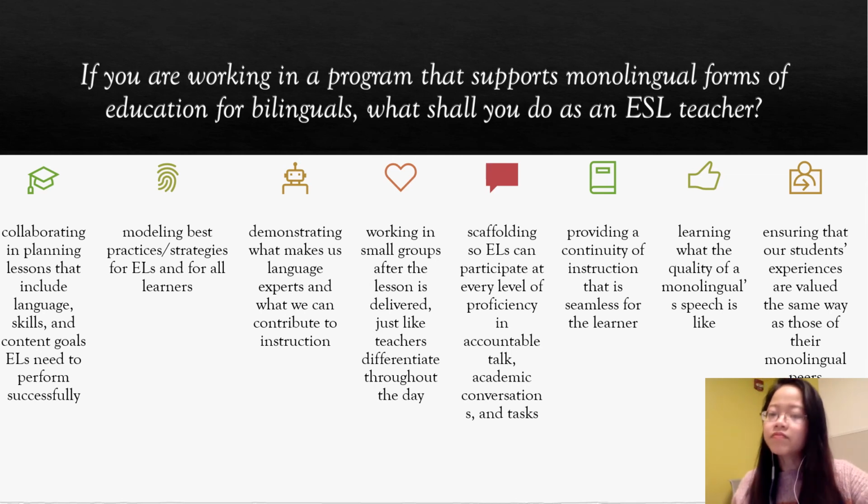So that in the end, the most important thing is to ensure that the students' experiences are valued the same way as those of monolingual students, and then ensure that the bilingual students have enough resources so that they can gradually function well using English with academic tasks.